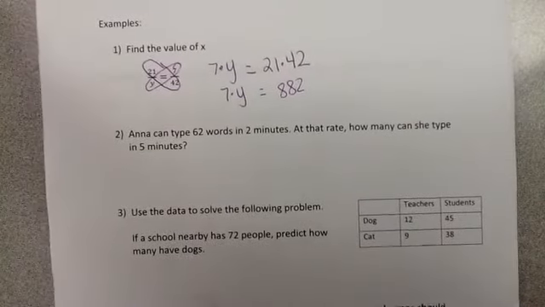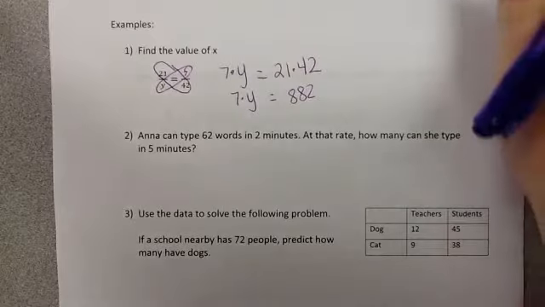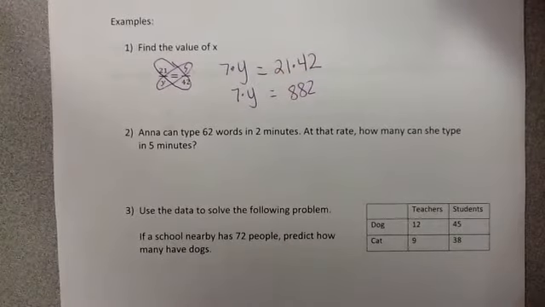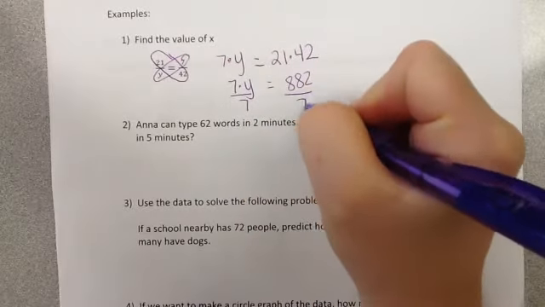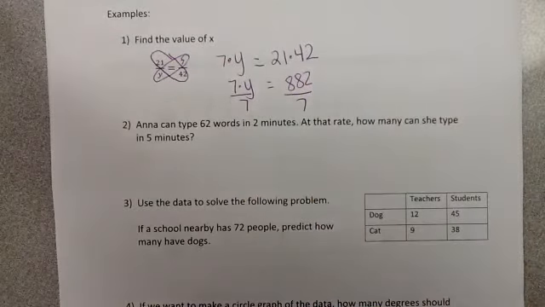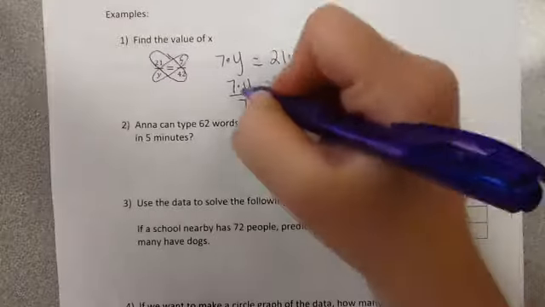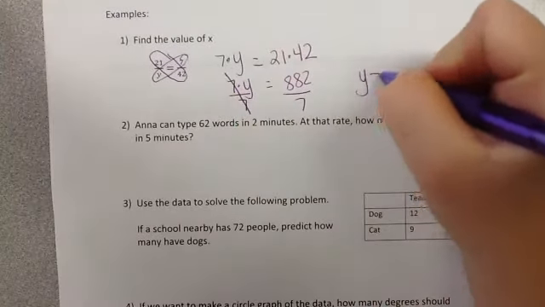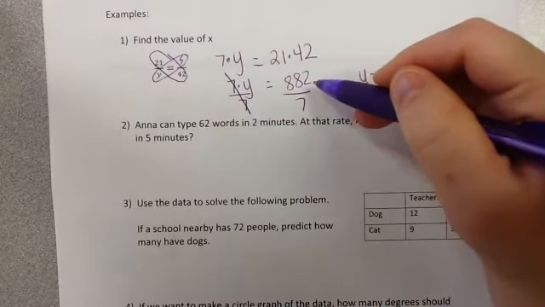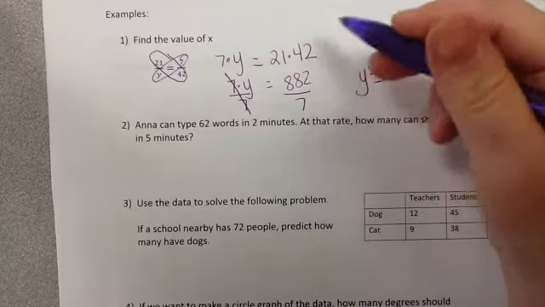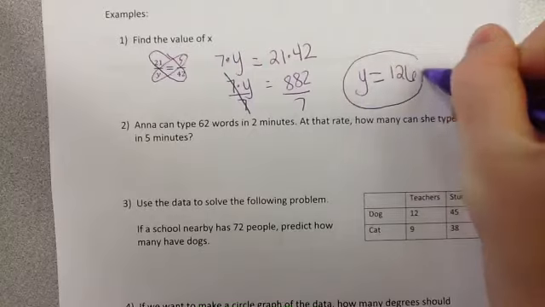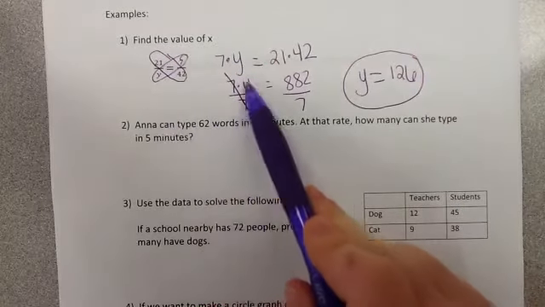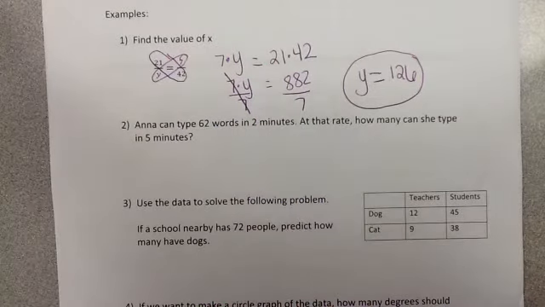You'll need to solve this for y, like we did last week. Okay. So to get rid of a times by 7, divide both sides by 7. Y equals 882 divided by 7 is 126. Multiply your diagonals, solve for your variable.